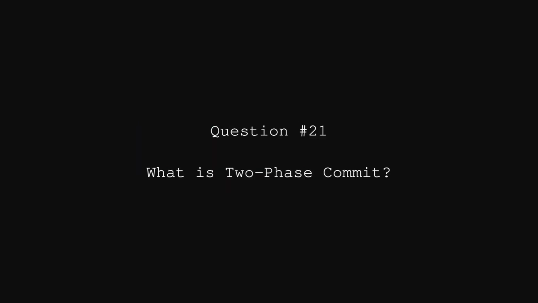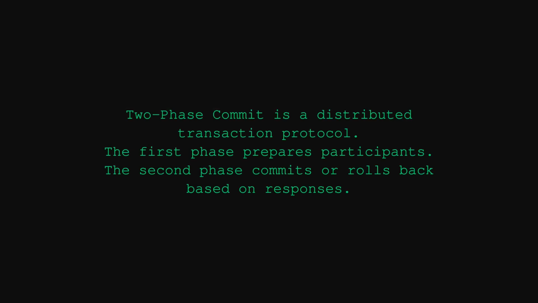Interview question for microservices and system design. What is two-phase commit? Two-phase commit is a distributed transaction protocol. The first phase prepares participants. The second phase commits or rolls back based on the responses.